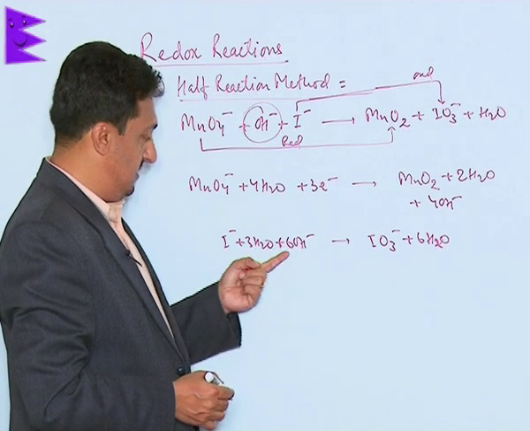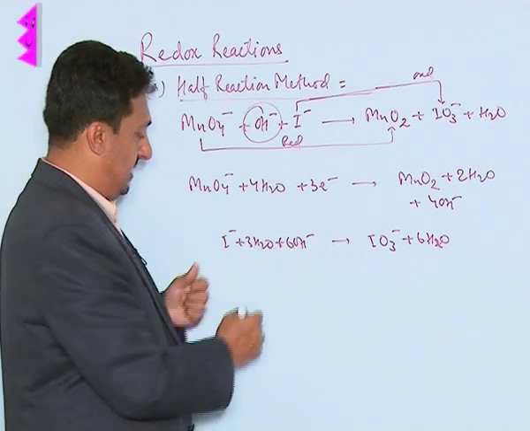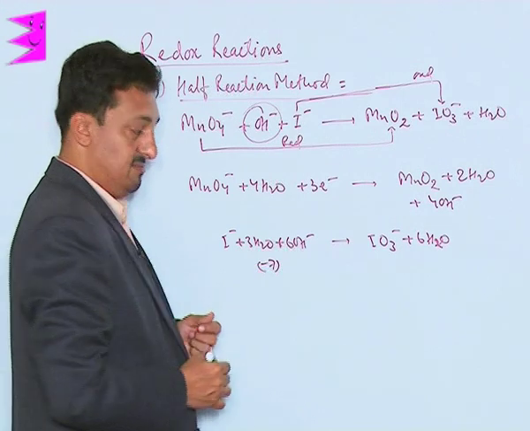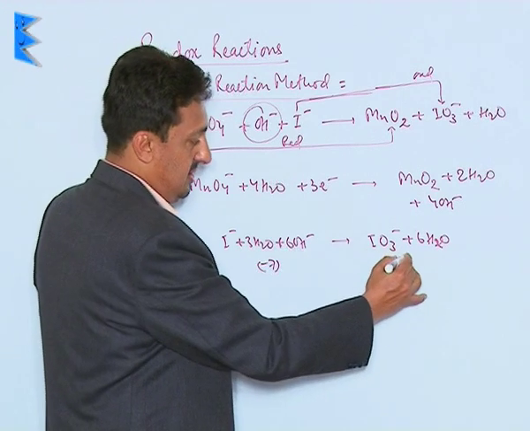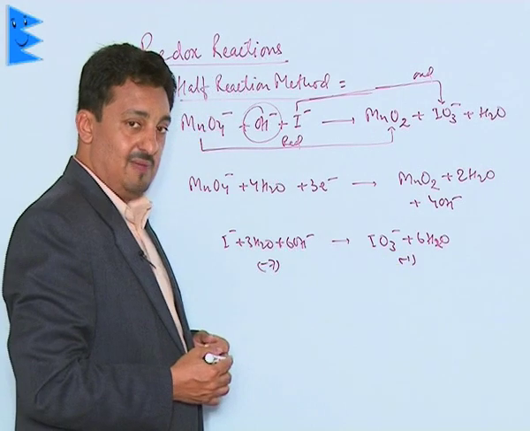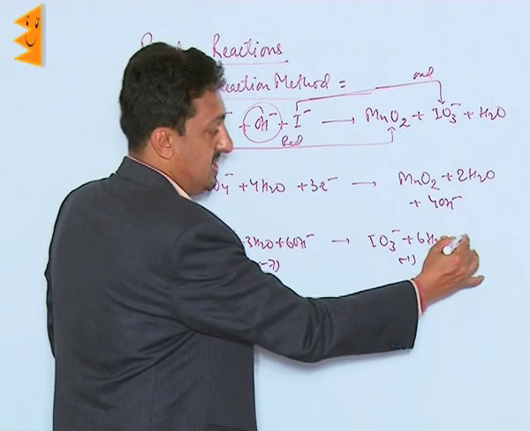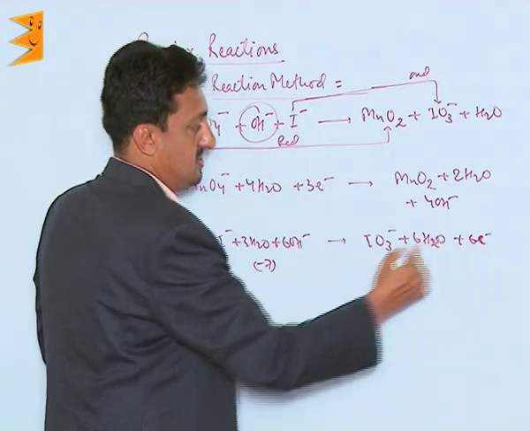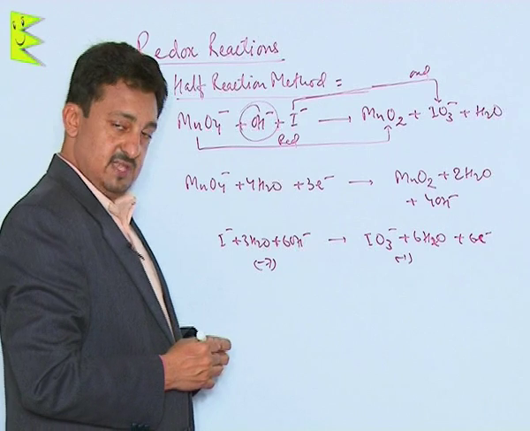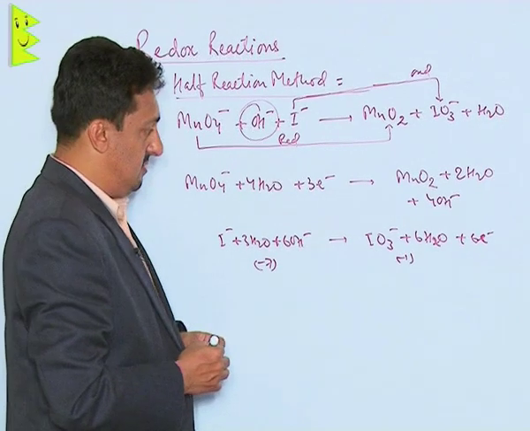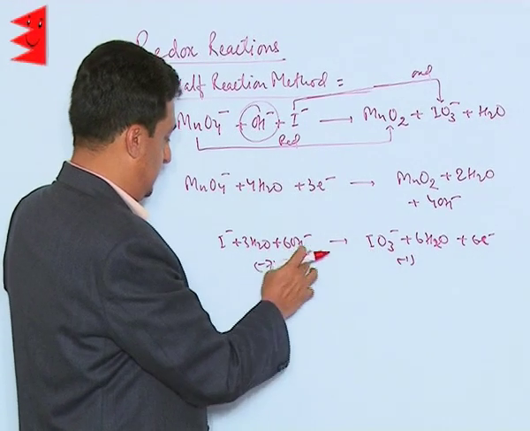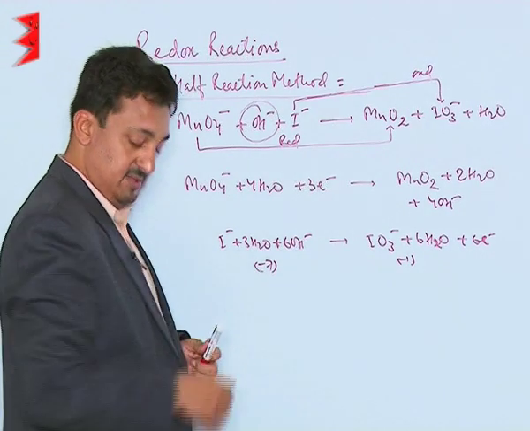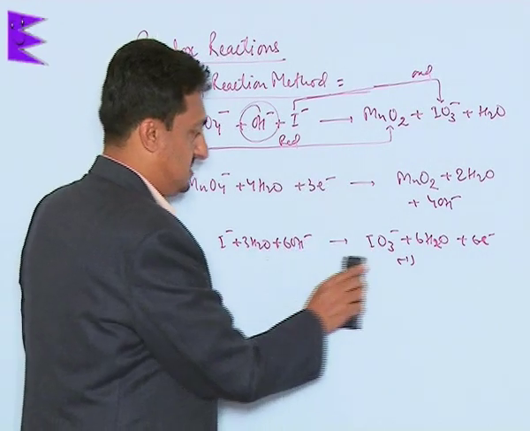Move to the charges. 6 negative plus 1 minus, so this side is 7 minus, whereas this side is only 1 minus. How can we balance it? By putting 6 electrons on this side. 6 and 1 is 7, 6 and 1 is 7. This makes the charge balanced, so both the halves are balanced.